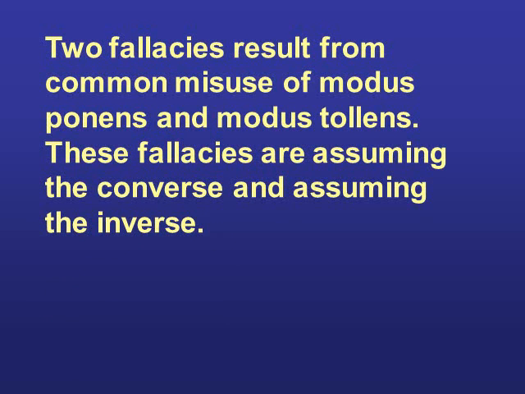Okay, so remember how I told you in section 5.5 there were more fallacies? Okay, so we need to talk about a couple more. There are two more fallacies that arise from misuse of modus ponens and modus tollens. These fallacies are assuming the converse and assuming the inverse. You can't always do that.